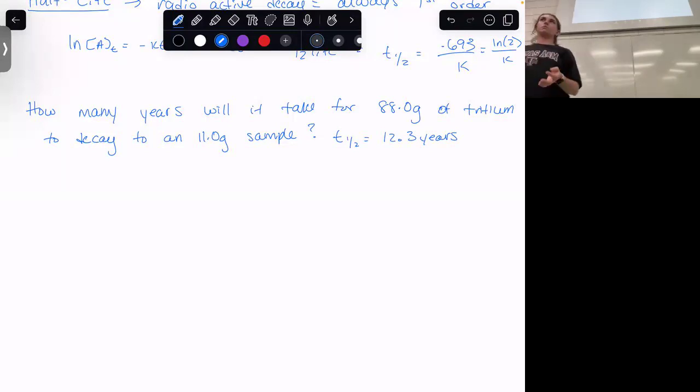You might be given a T1/2, or you might be asked to solve for a T1/2, but you'll usually see the word decay in a question. So this one is saying, how many years will it take for 88 grams of tritium to decay to an 11 gram sample, and you're given the T1/2. How would we go about solving this one?